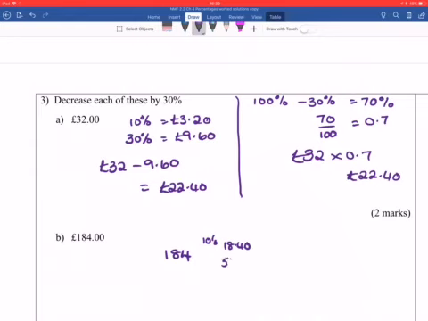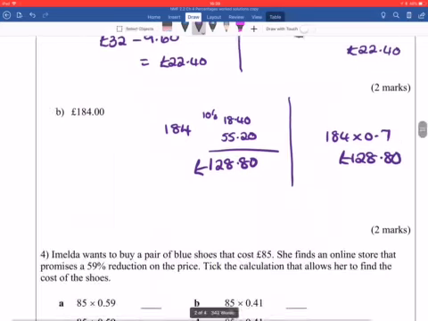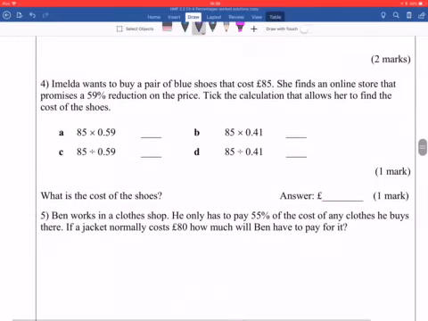And I get £55.20. And I'm not on the phone. So 184 minus £55.20 is £128.80. Do the same thing, 184 times by 0.7 and I'd get £128.80. So you only have to do one way, it's deciding which way is the best.